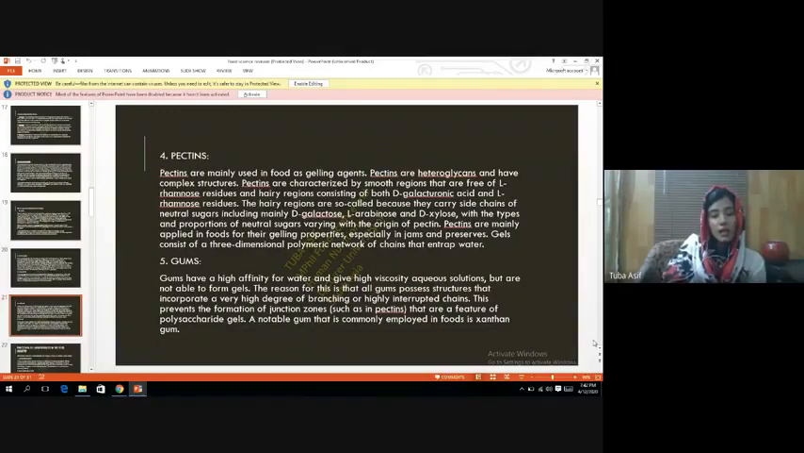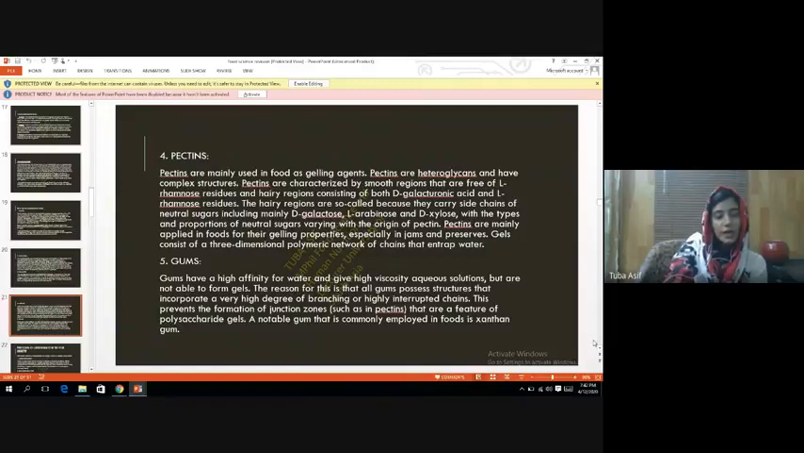The other ones are the pectins, that are the gel forming agents in carbohydrates. Pectins are heteroglycans and have complex structures. Pectins are characterized by smooth regions that are free of side chains, and hairy regions consisting of L-rhamnose residues and other residues.